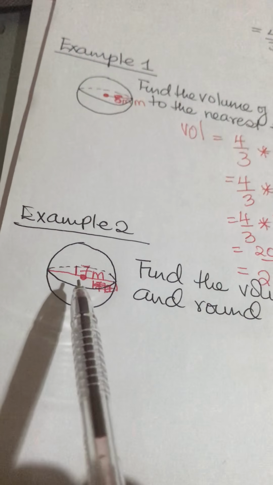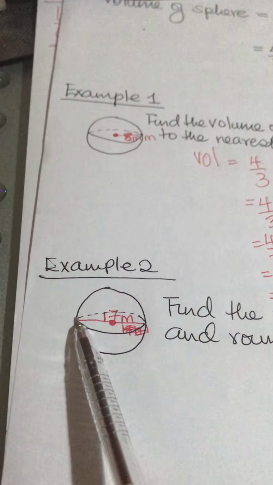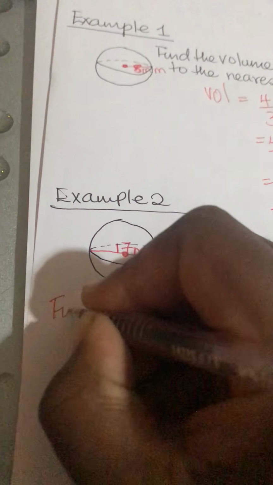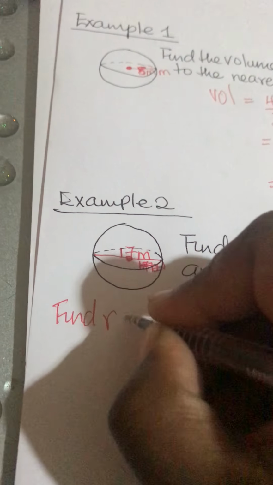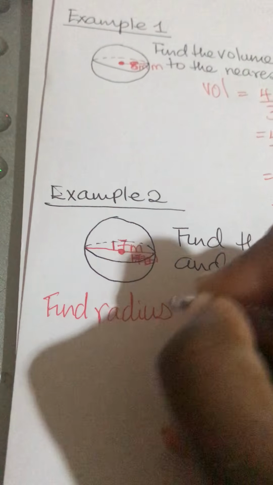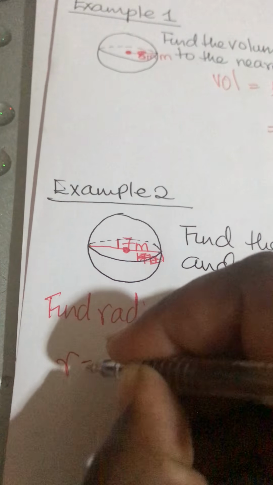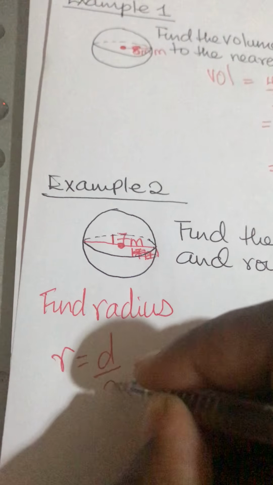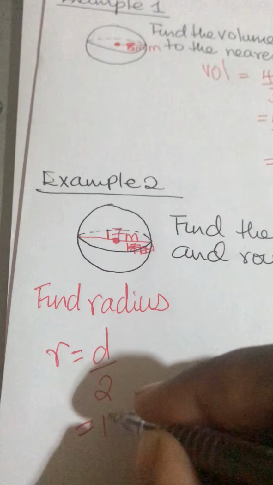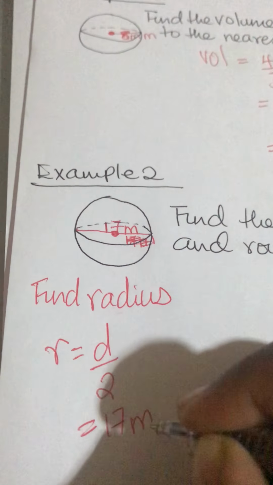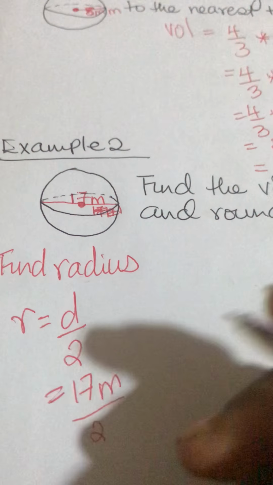So let us do example 2. Now, the difference between example 2 and example 1 is here you have been given the diameter. So step 1, find the radius. So you will do R equals diameter divided by 2. 17 meters divided by 2.